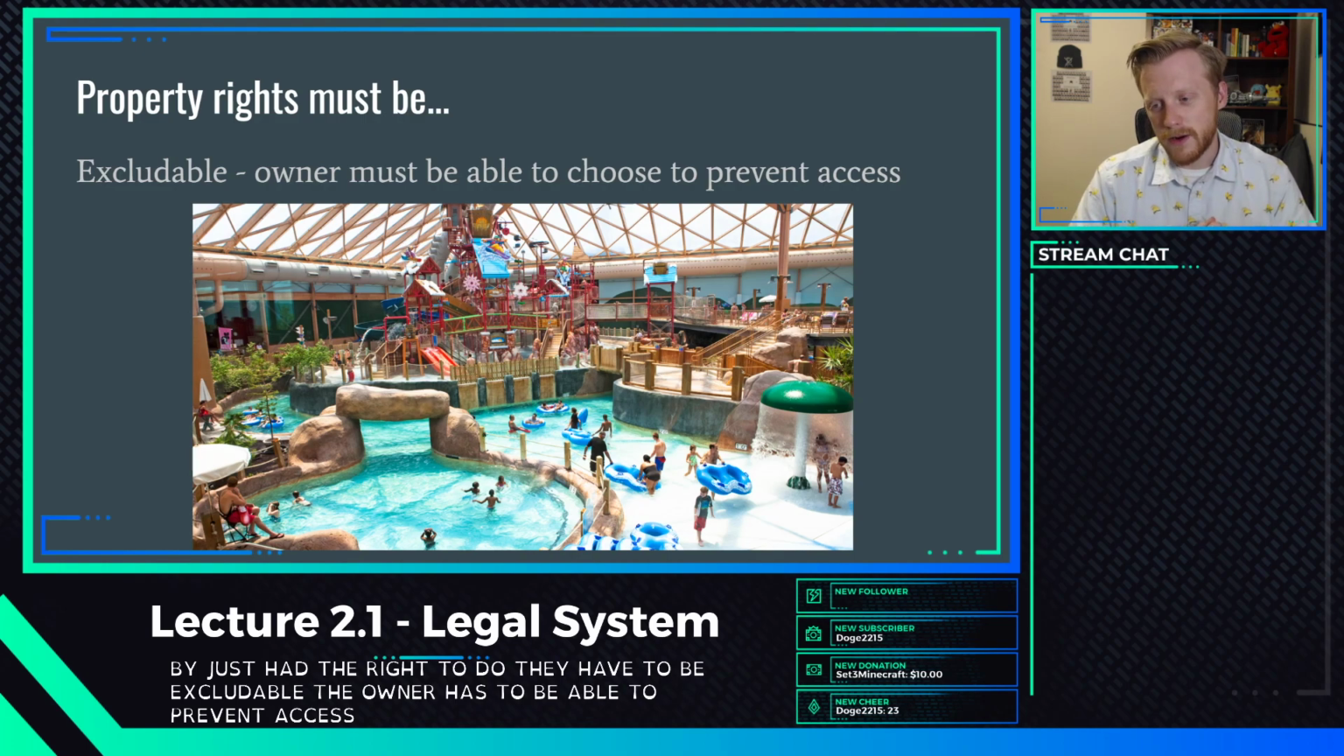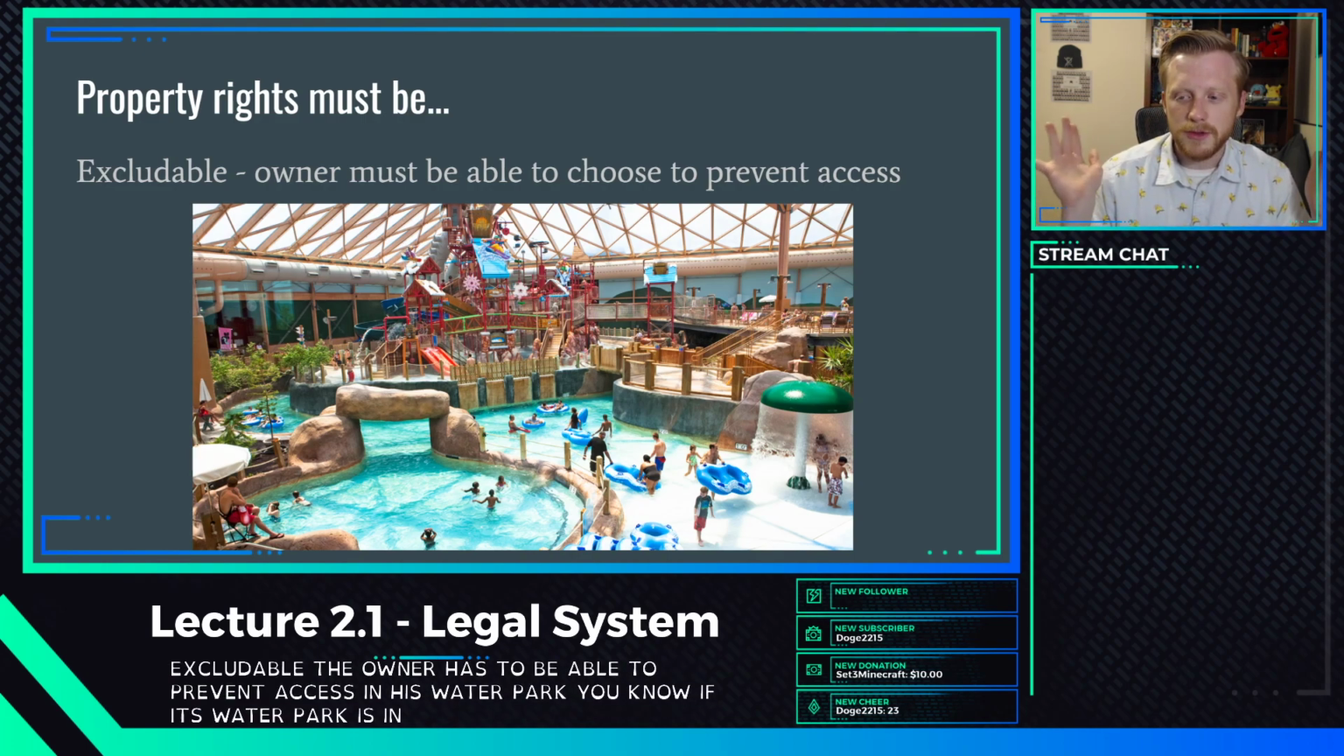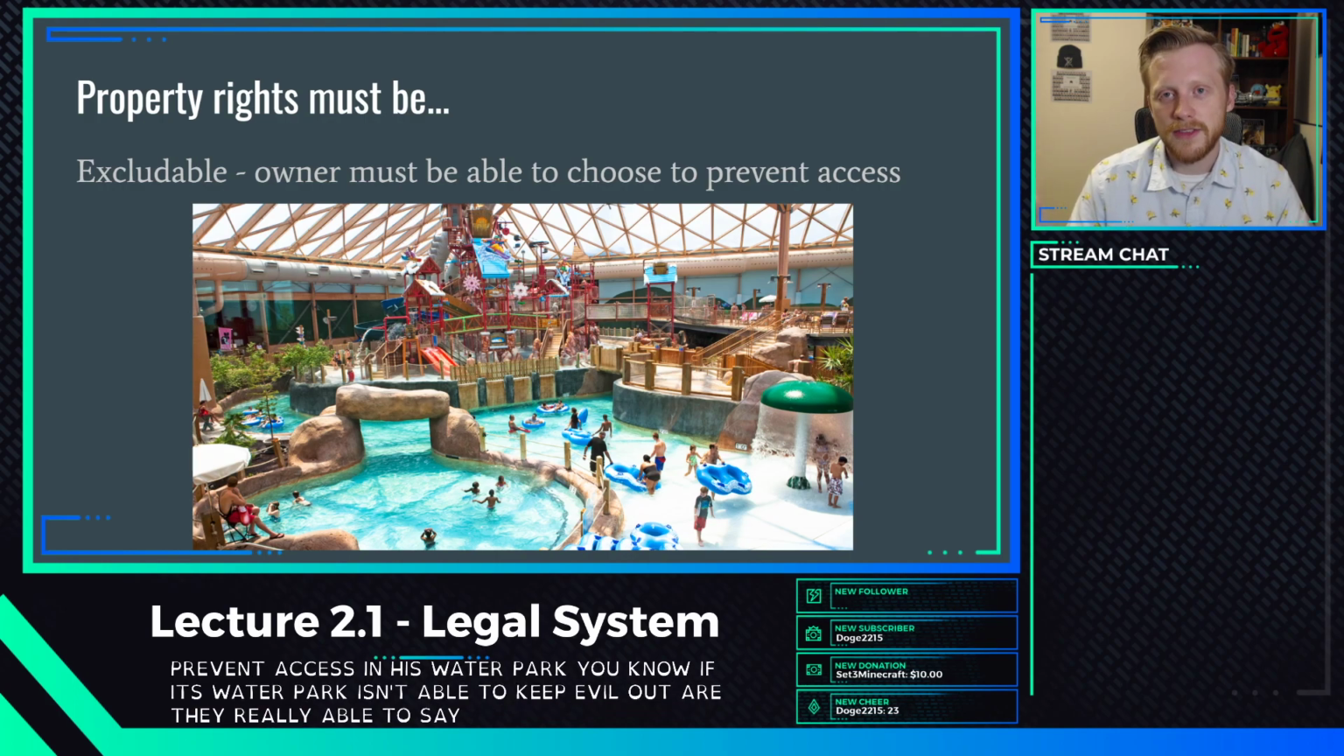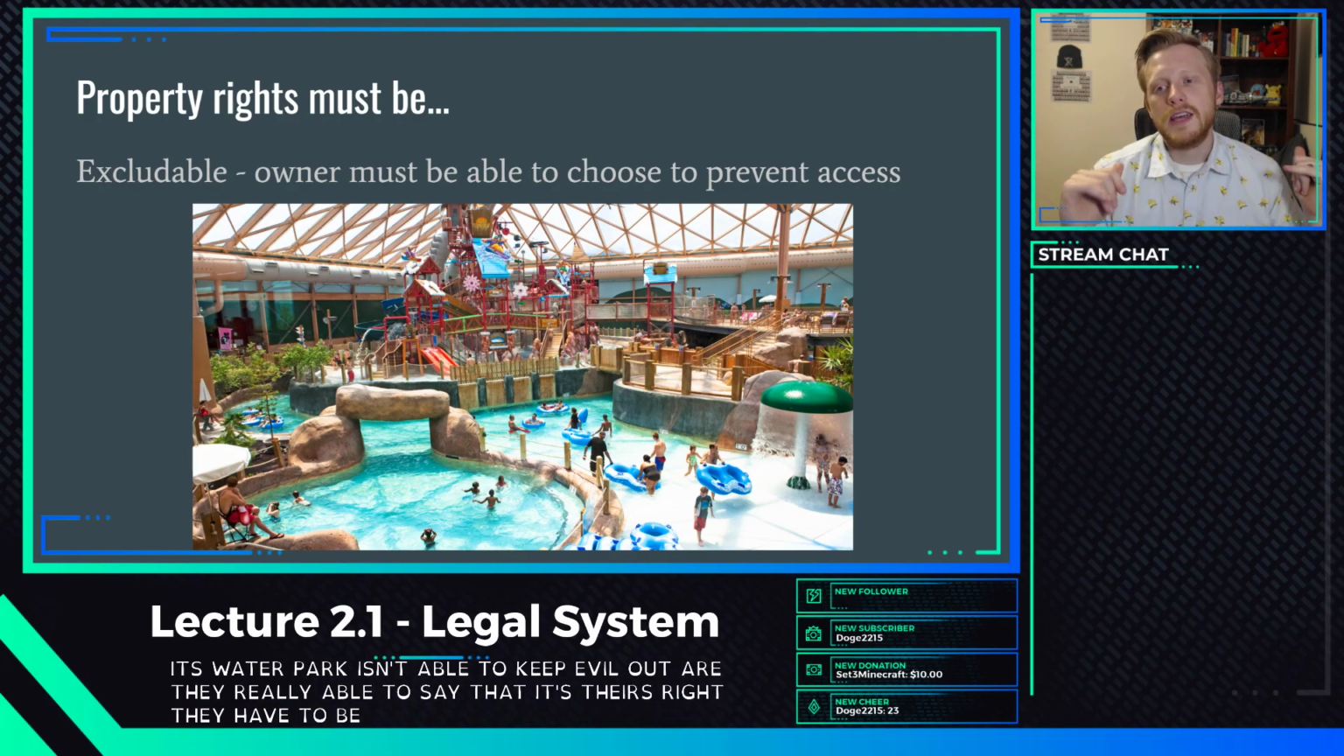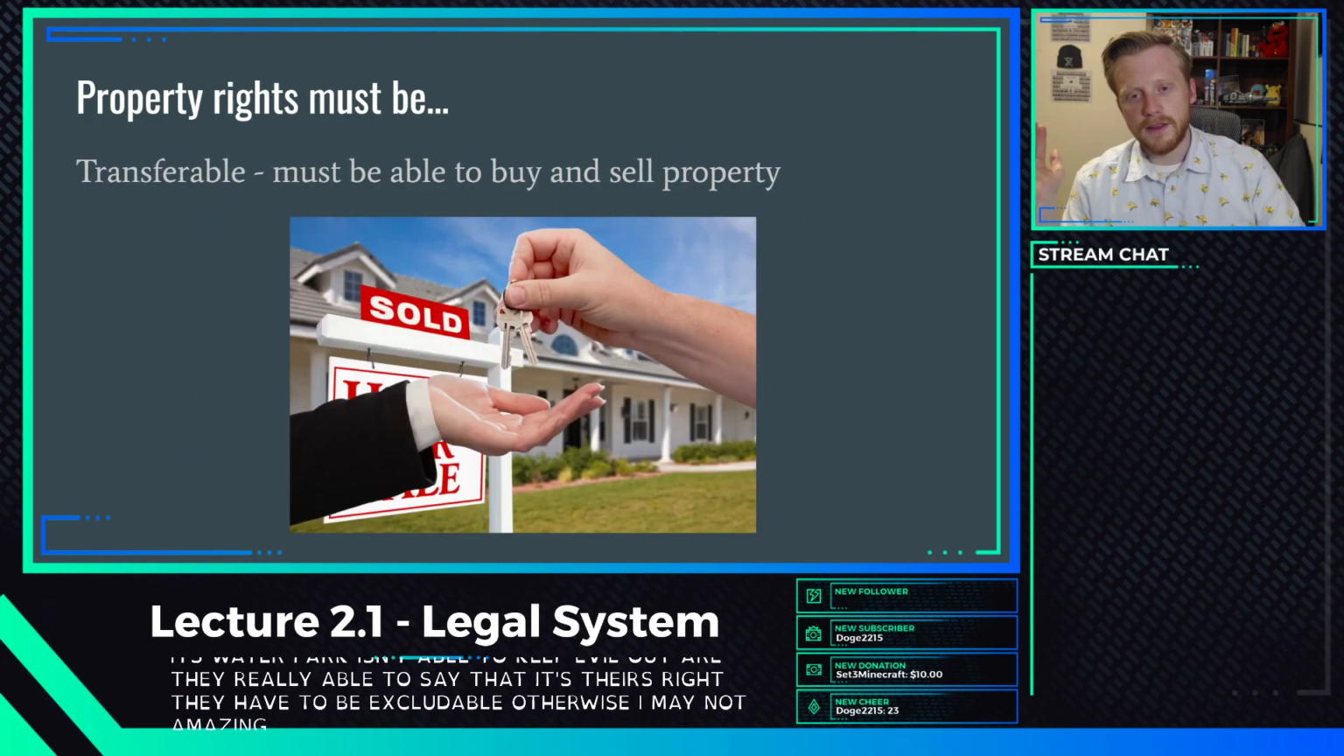Like in this water park, if this water park isn't able to keep people out, are they really able to say that it's theirs? All right. They have to be excludable. Otherwise, it may as well be like they don't even exist.